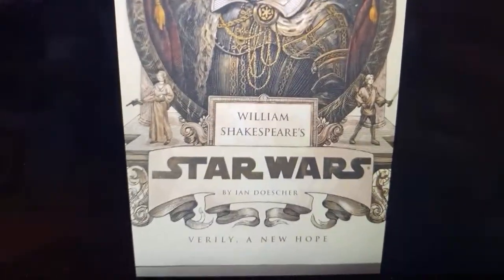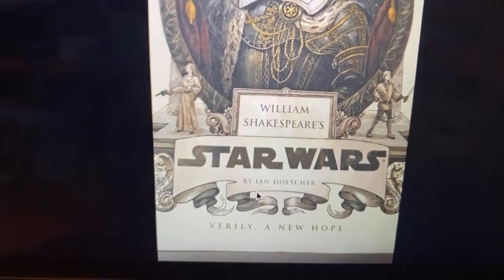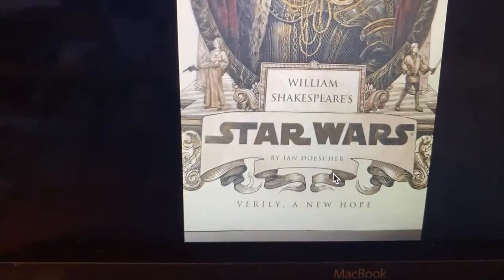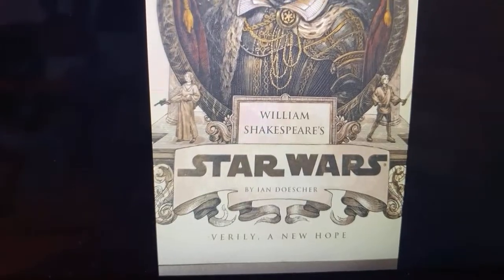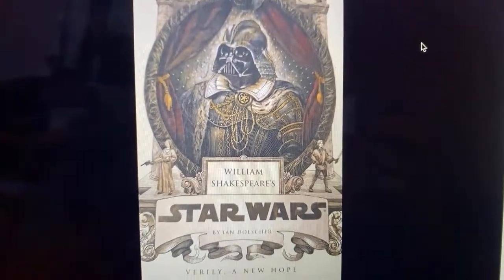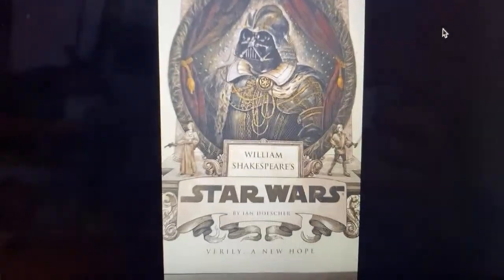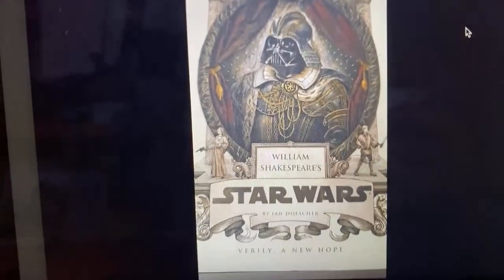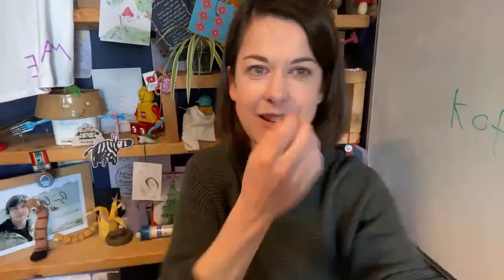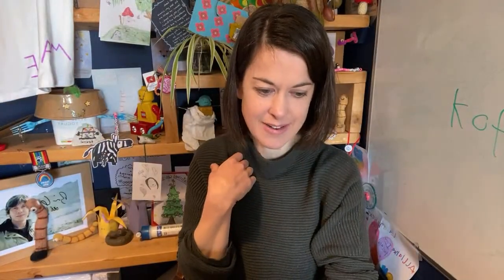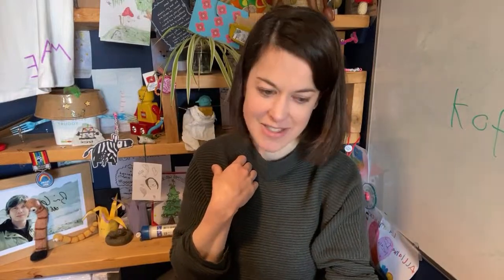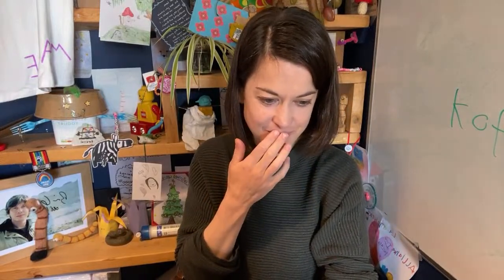William Shakespeare's Star Wars by somebody else. What? Verily, A New Hope. Okay, wow. So that's a book that I think a lot of the Science Alliance can get down with. Is that the story of Star Wars? Is that the story of Star Wars written by Shakespeare? That's very strong. That's excellent.